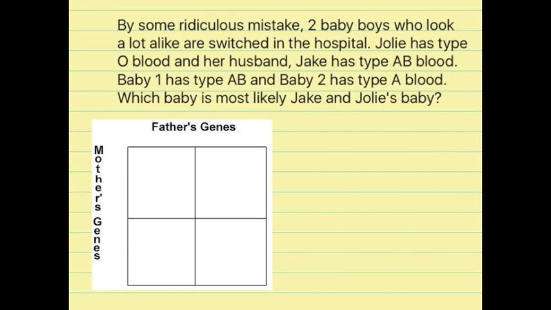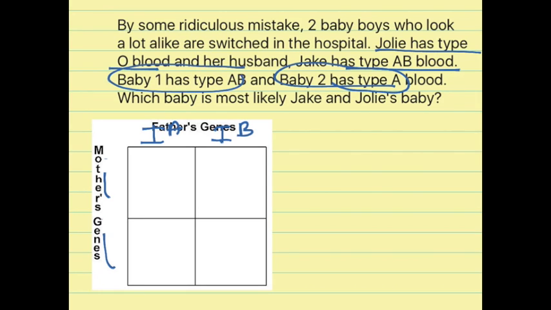So the first thing you need to do is look at the mom's genotype. She has type O blood, so she can only be little i, little i. And dad has type AB blood, so he has to be type big I A, big I B. Makes it kind of easy to cross them. There's only one genotype possible for each of them. So baby 2 has type A, and baby 1 has type AB. Let's see which one is possible with Jolie and Jake.